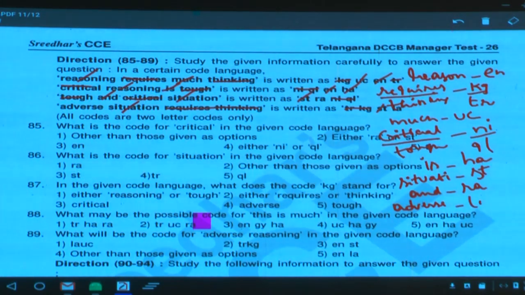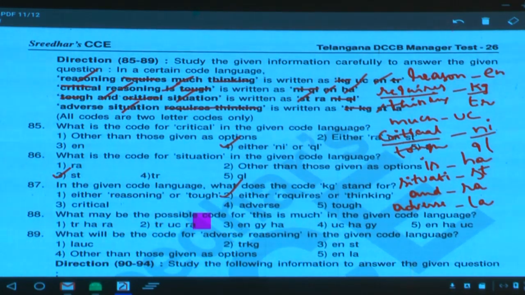Now these are the words and their corresponding codes. Question 85: what is the code for the word critical? The code for critical can be either NI or QL in any order, that is choice 4. 86: what is the code for the word situation? The code is ST, that is given in choice 3. 87: in the given code language, what does the code KG stand for? Either requires or thinking, that is choice 2.